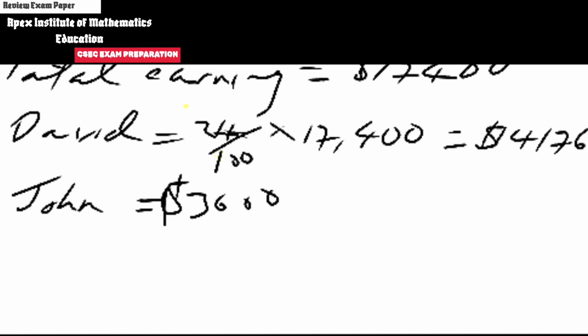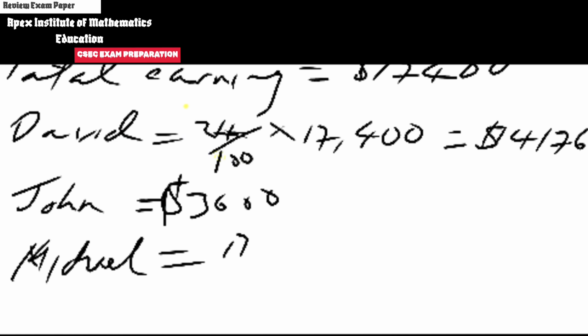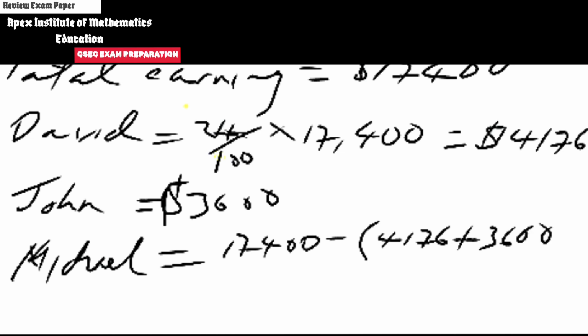And then, of course, we would look at the fact that Michael got the remainder. So to calculate Michael's amount, that would have been 17,400 minus the amount received by David, which is 4,176, plus the amount that was received by John, which is 3,600.